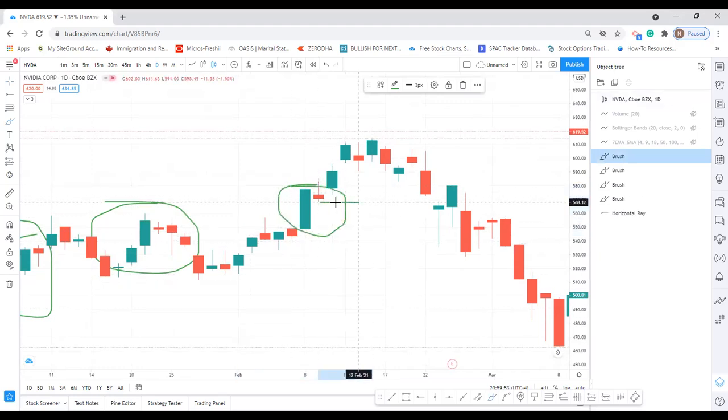Why? Because the price didn't give a closing. You need a closing below it, right? That's why I said closing is more important. It didn't give the closing below it. That's why it's not important.